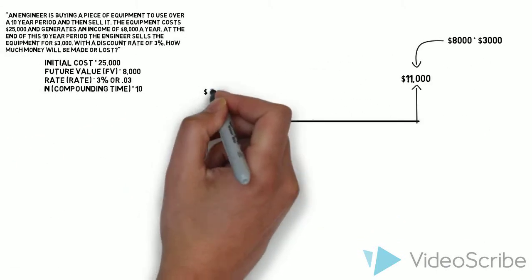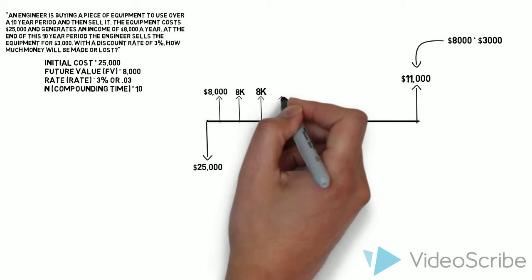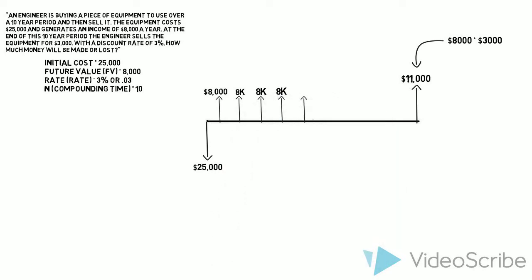Now, we will draw 9 lines between the two end lines. These 9 lines are the income amounts of $8,000 between the initial year, where the $25,000 was invested, and the final year, where the equipment was sold. There are actually 10 lines for the compounded time of 10 years.